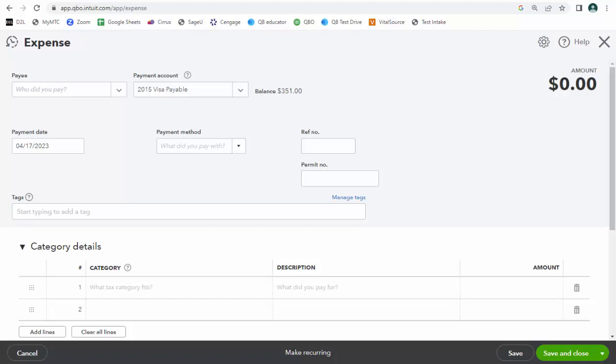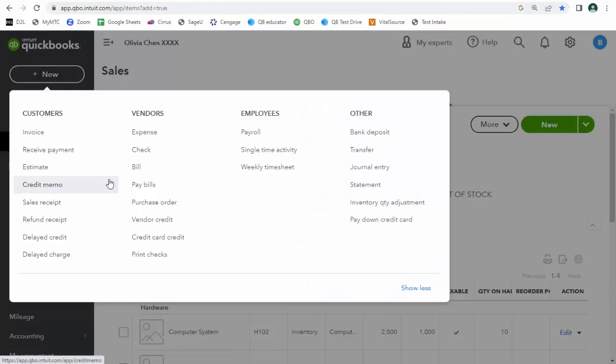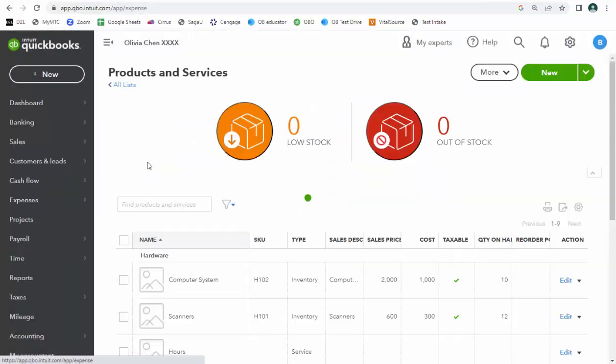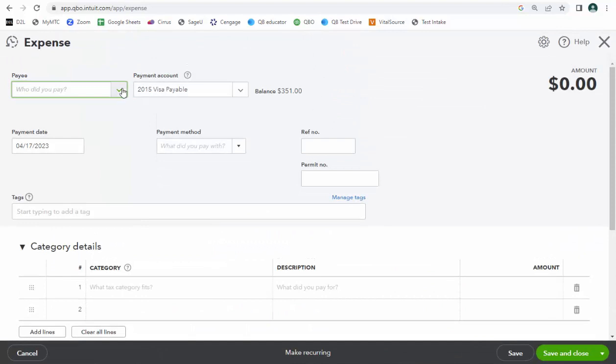So the first transaction we're concerned about is, let's assume you incur a cost and the way you pay for it is with your credit card. You would want to record that under new, and then let's go to expense. We'll tell it, who did you pay? What did you pay with? Select your credit card. Your payment account should be your credit card account also.